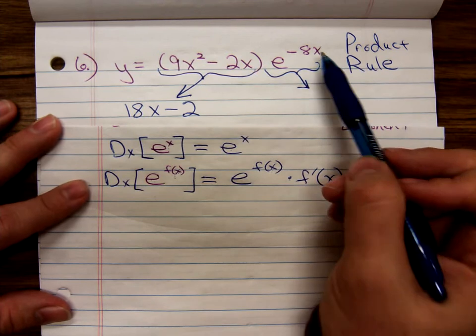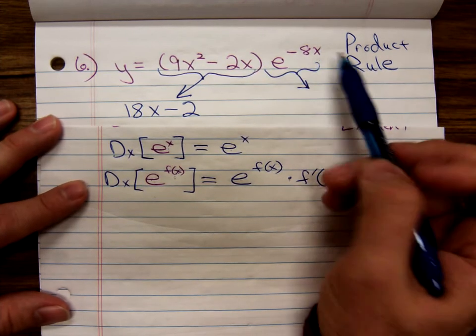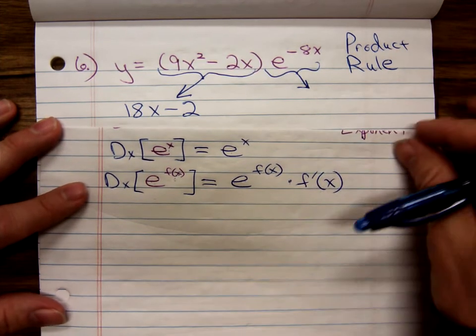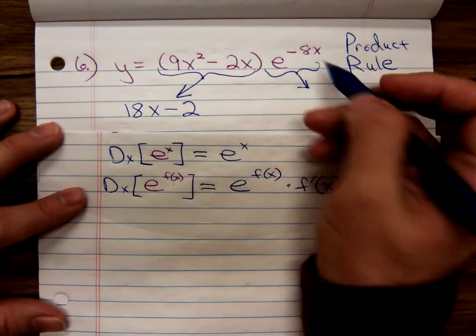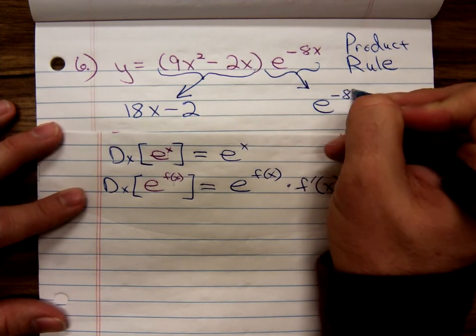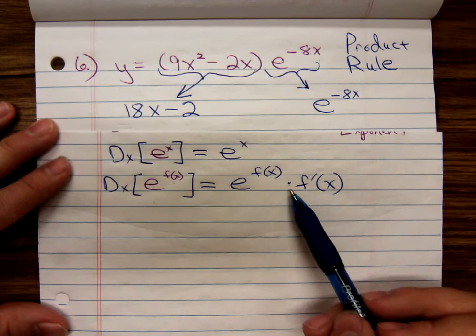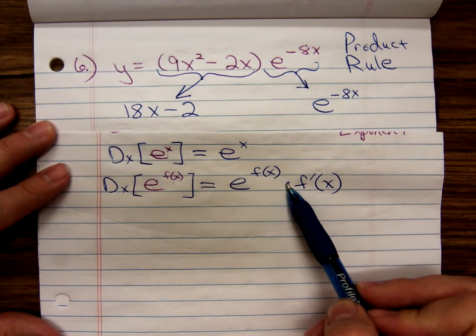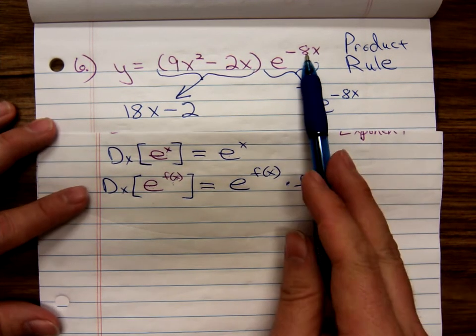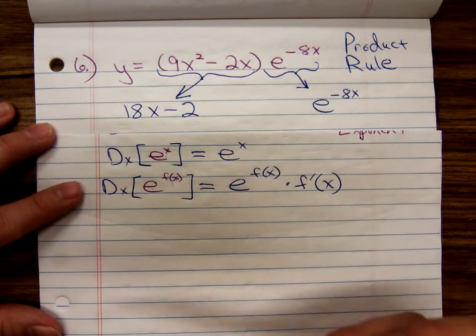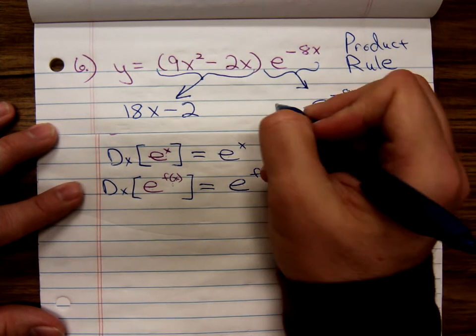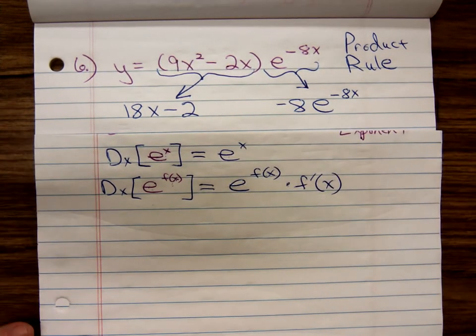When I saw that the exponent was a negative 8x, that's the only thing you can have as an exponent on e. The exponent is negative 8x. You then multiply by the derivative of the exponent, and the derivative of the exponent is just negative 8. I agree. Any questions there?